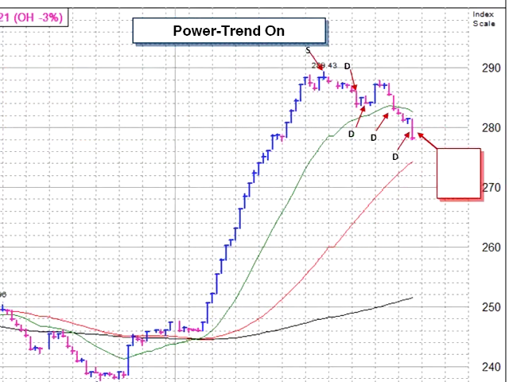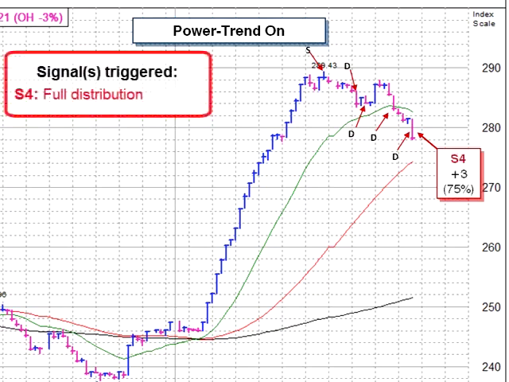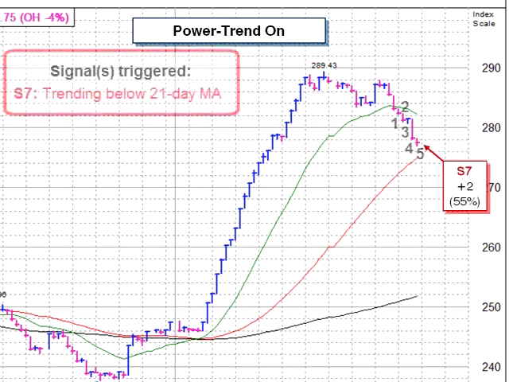And we continue to come down toward the 50-day moving average. We pick up another distribution day. So now we have a full count of distribution. So that's an S4. And we're going to back away a little bit more. We go from a +4 to a +3. So 75%. So now we have an S7 because we've been underneath that 21 day for more than 5 days, or the high has been stuck underneath there.